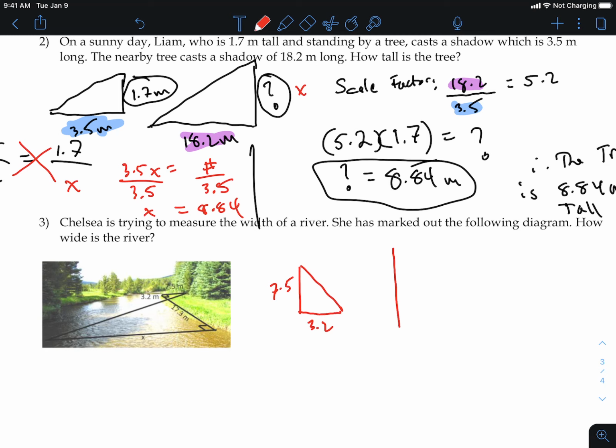Did you get 7.5? That's back here in the picture. Can you see it? Is it in your picture? It's notoriously a bad picture. It just is what it is. I tried to lighten it off before I photocopied it. Can you guys see it? Okay. So 7.5 comes from there. And then the bottom of the big triangle is going to be 17.3. And then x is going to represent this piece here, the actual width of the river.